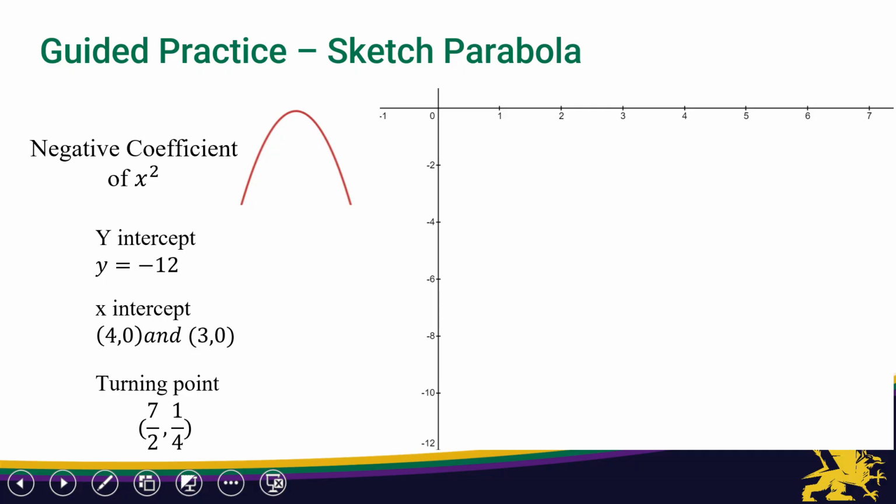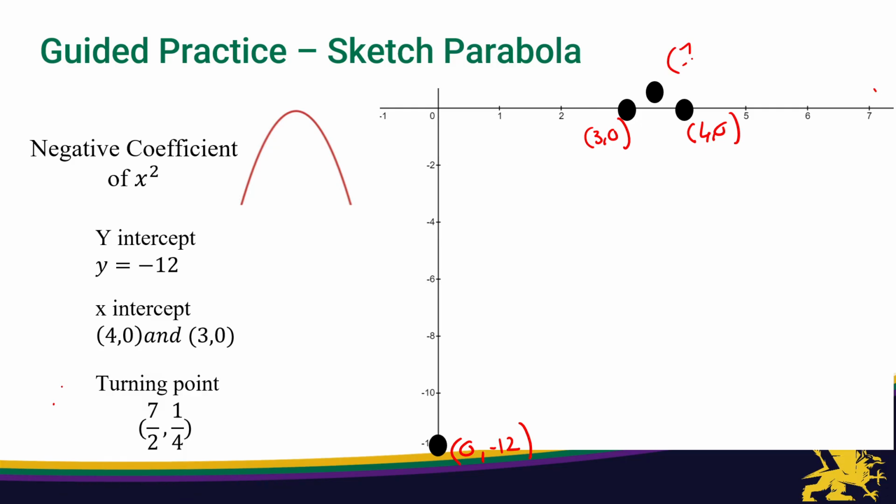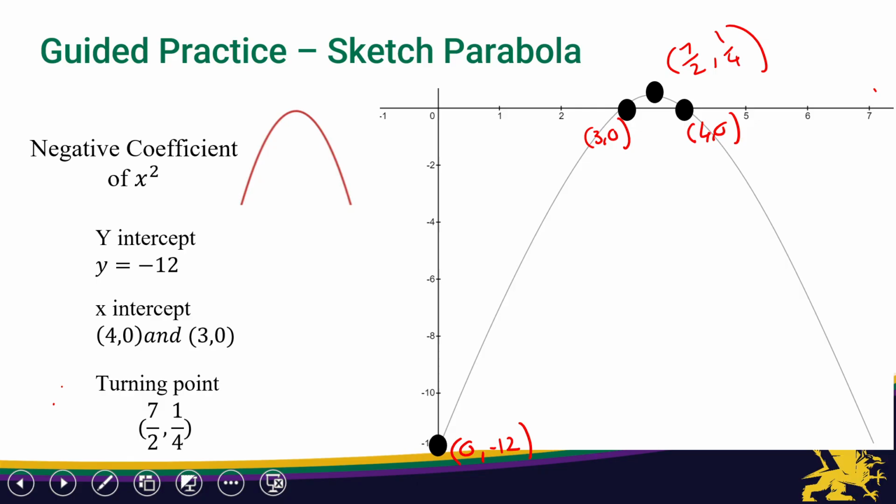So now I've got this information. All I need to do is put everything onto my graph. So the first thing I'm putting on is my y-intercept, and make sure you label that. X is 0, y is negative 12. When x is 3, y is 0, and when x is 4, y is 0. And my turning point, when x is 7 over 2, y is 1/4. And then I just join them all together.